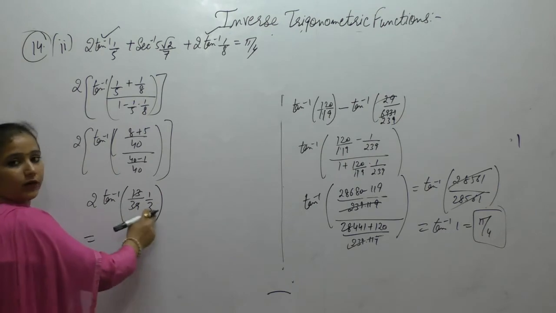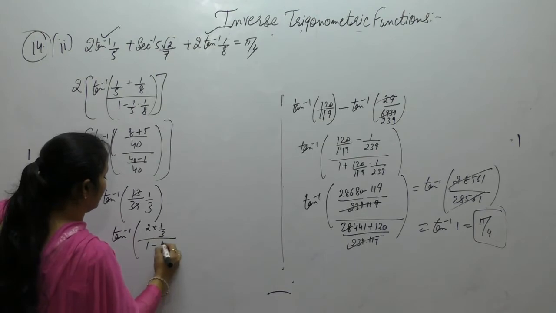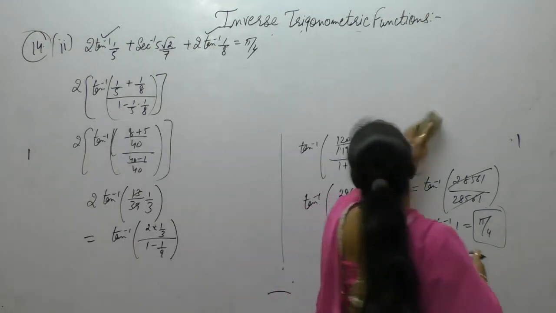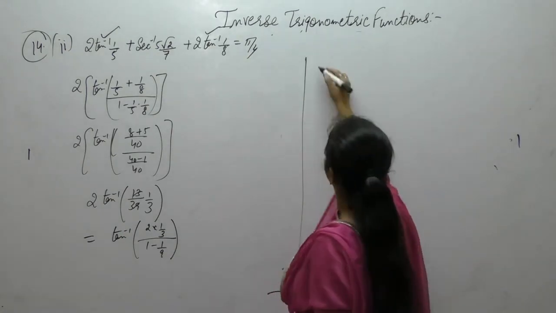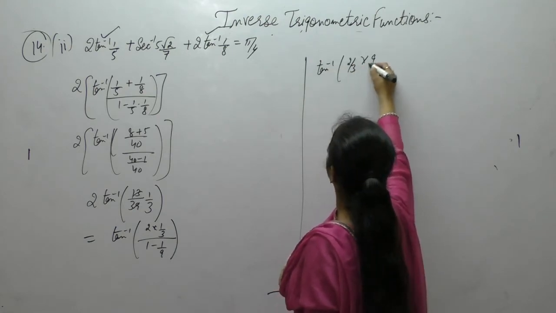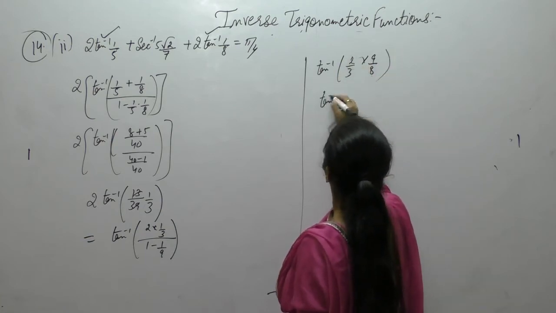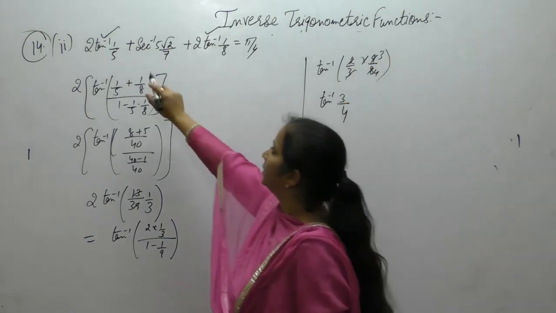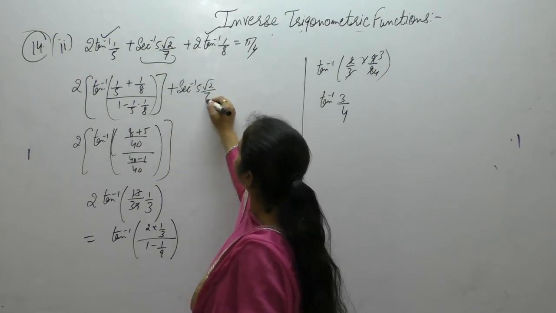Apply the formula for 2 tan inverse x, tan inverse 2x upon 1 minus x square. So we get it as tan inverse 2 by 3, 9 minus 1, 8 by 9. So 2 by 3 into 9 by 8. So we get tan inverse 3 by 4. Now we are left with this sec inverse 5 root 2 by 7.